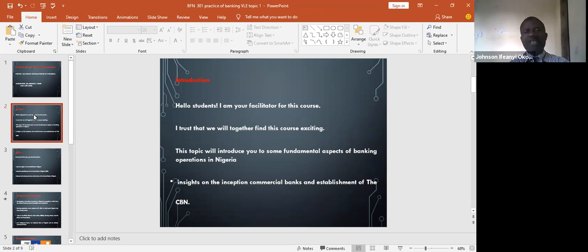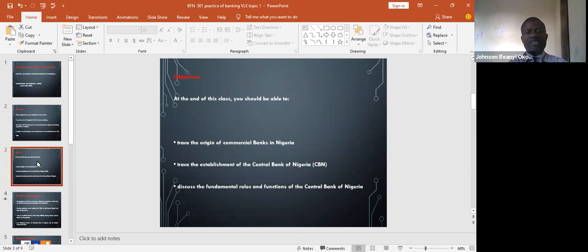So what we're going to do today is to learn, relearn and unlearn those things that we have been doing, and do more. We're also going to look at how theory has it and compare it with what we have in real life, that is, the actual banking operations. I trust that together we would have an exciting experience.